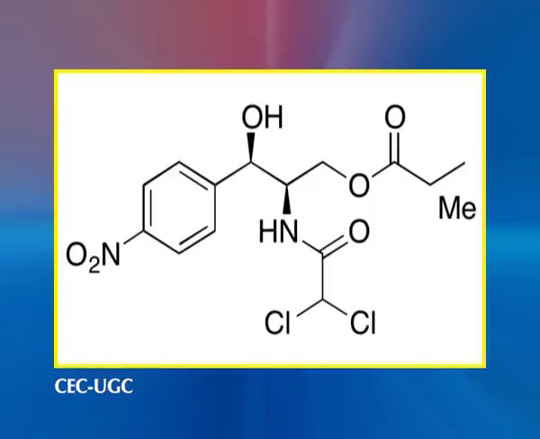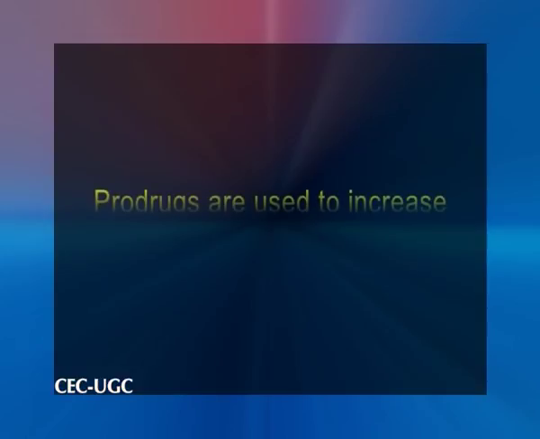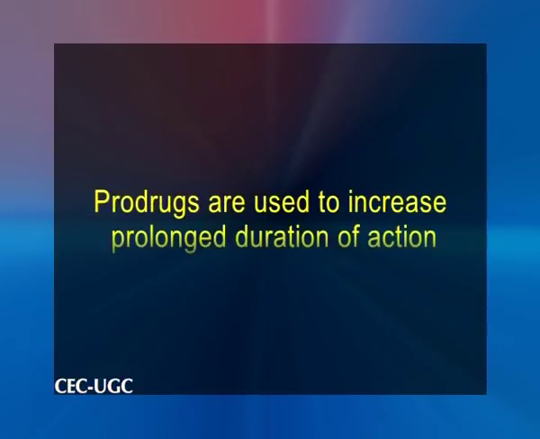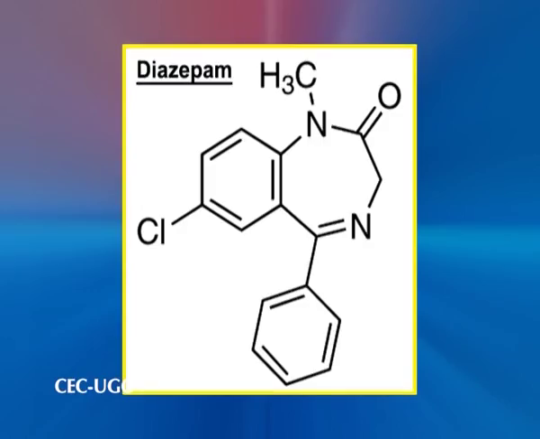However, its palmitate ester is less soluble in saliva, so it masks the bitter taste and is well accepted by the children. Lastly, prodrugs are also used to increase the prolonged duration of action. Nordazepam, a sedative drug, loses activity quickly due to metabolism and excretion. A prodrug, diazepam, improves the retention characteristics due to the presence of N-methyl groups.